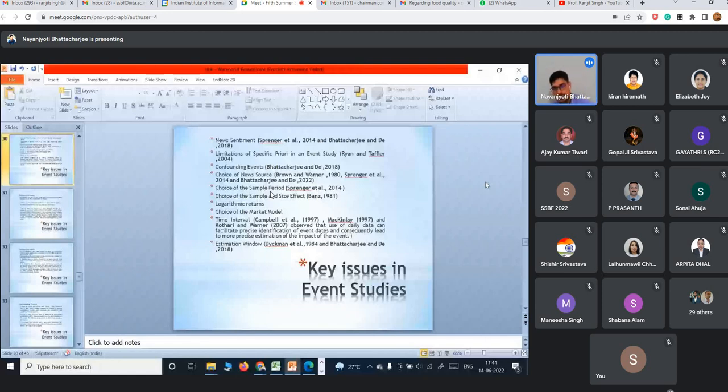Now, having said that, the next important aspect that one has to consider is the choice of the sample. Whenever we choose the sample for our study, suppose we want to understand the impact of, again, the same thing, earnings news and how it impacts stock prices. The sample in our study is, say, Nifty 500.